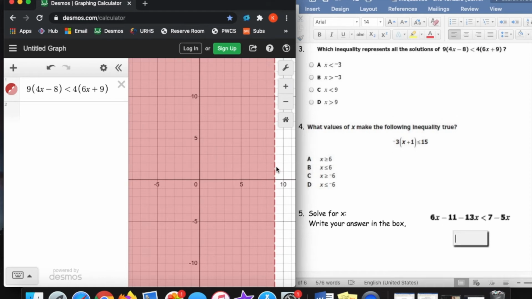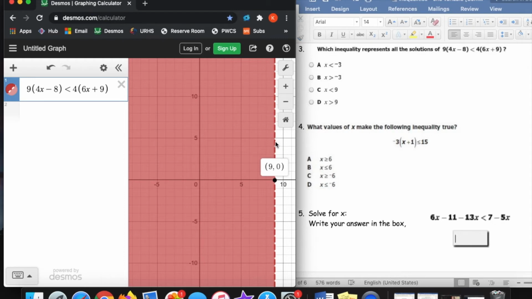But the important part is that you see, kind of like with solving equations, it has a vertical line right there at 9, 0. And so what that's telling you is that the answer is going to be 9, or when you solve, you get the x value being 9. But again, what's important here too is the shading.